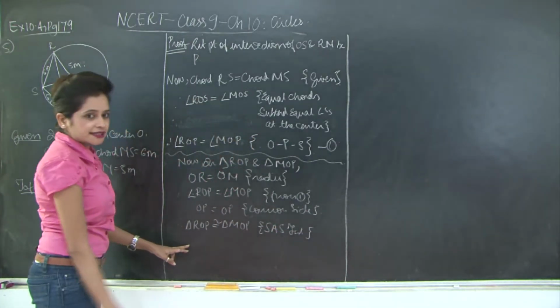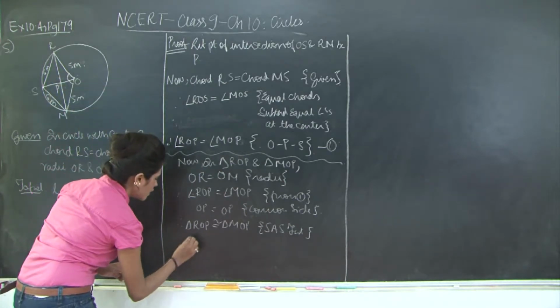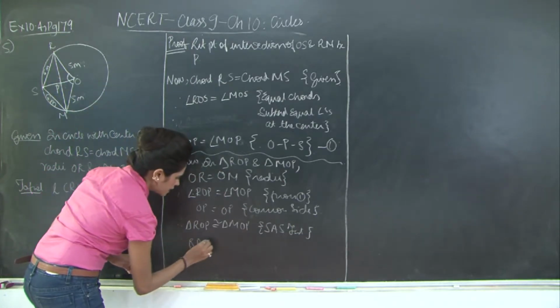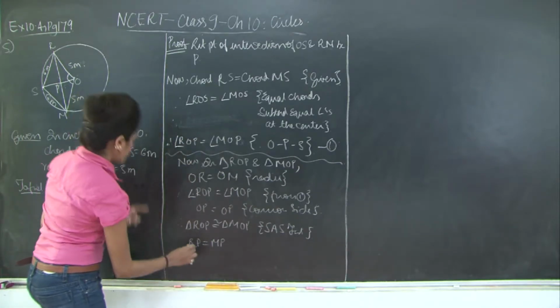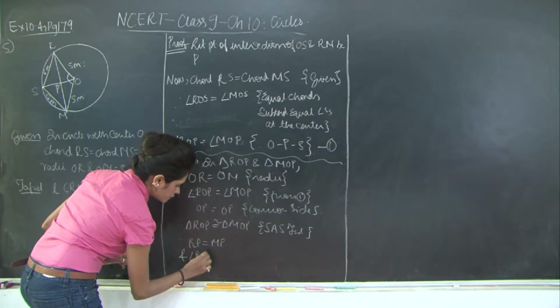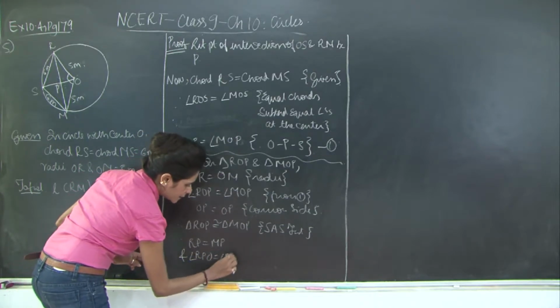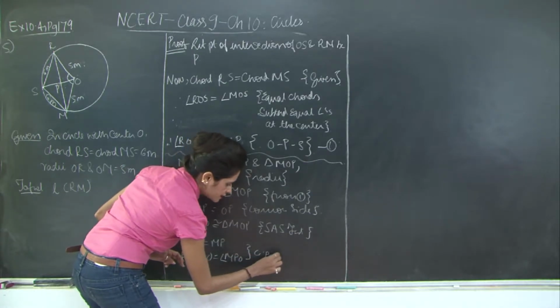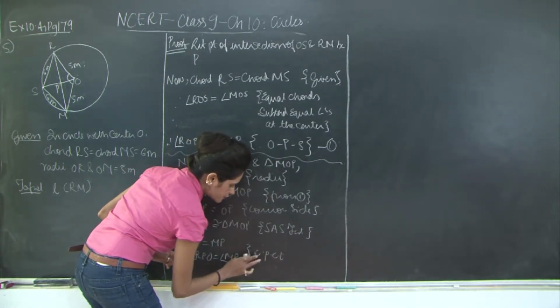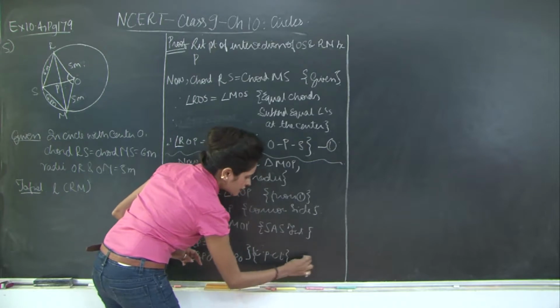Now, since the two triangles are congruent, I am going to say therefore RP is equal to MP and angle RPO is equal to angle MPO, both through corresponding parts of congruent triangles, and I'll mark this as 2.